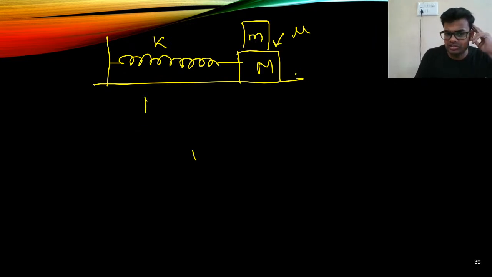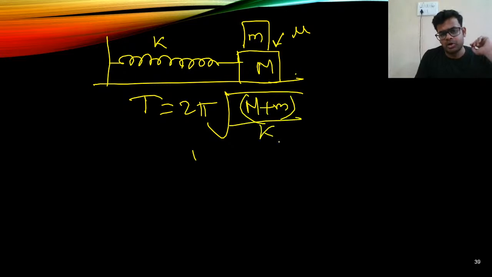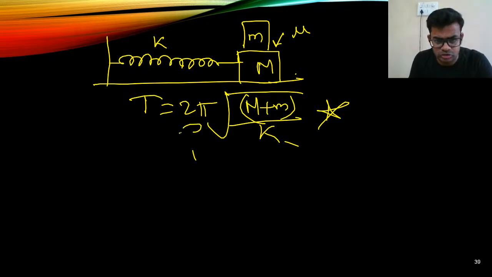So mass of the system is what? M plus m. So formula T is equal to 2 pi under root of mass of system upon k, M plus m upon k. That's all. That formula only I am using. So the time period of this system for the simple harmonic motion is T is equal to 2 pi root of capital M plus small m divided by k. This is the first question.